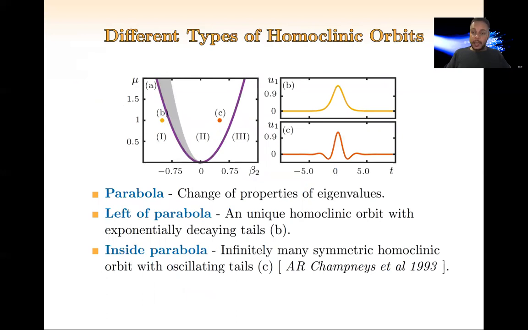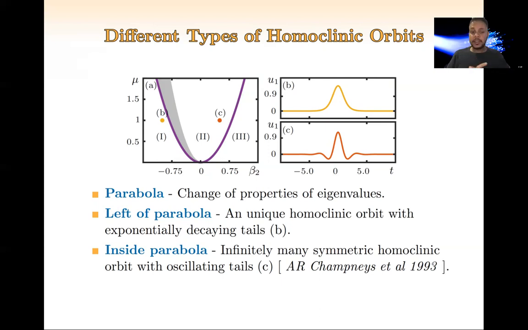In panel A, we are showing how the eigenvalues of the equilibrium change in the beta 2, mu parameter plane. If you consider region 1, the equilibrium 0 has 4 distinct real eigenvalues. Therefore, in this region, the homoclinic orbits have exponentially decaying tails, as you can see in panel B. In region 2, the equilibrium has a pair of complex conjugate eigenvalues. So in this parameter region, the homoclinic orbit has oscillating tails, as in panel C. In region 3, the equilibrium has purely imaginary eigenvalues, and there do not exist any homoclinic orbits in this region.